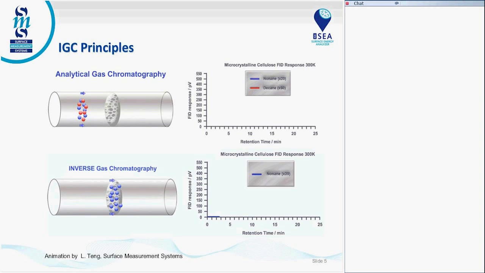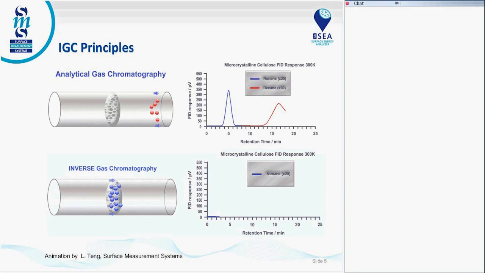Here's a cartoon. If you've ever seen an SMS presentation, you've probably seen this cartoon before, but it's a quick illustration of the difference between an analytical GC and inverse GC. In inverse GC, we pack the column with the material that you want to study, a powder, a fiber, a granule, and then we have a helium carrier gas. We inject a single burst of a one-component system, a gas or a vapor.